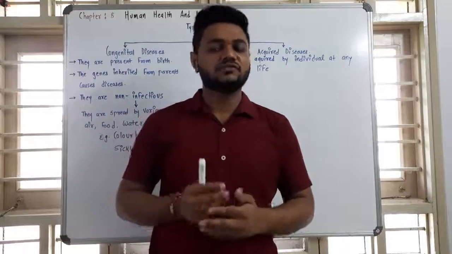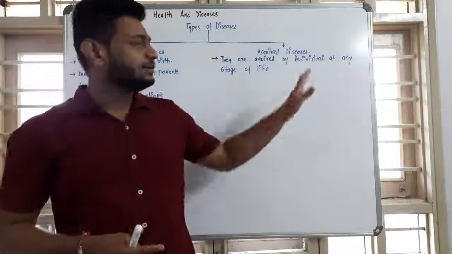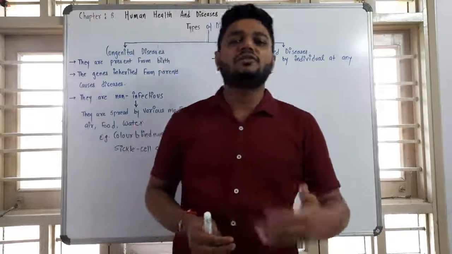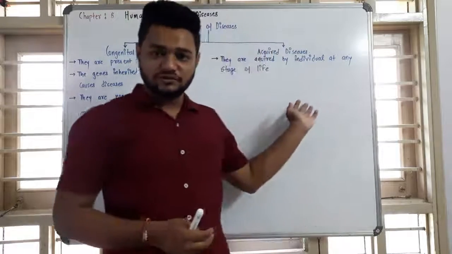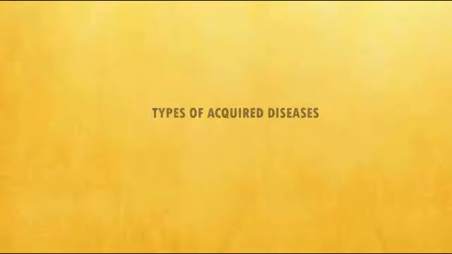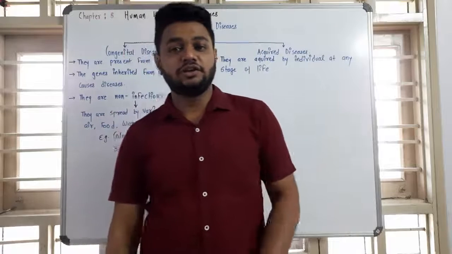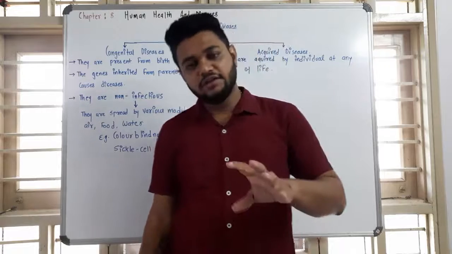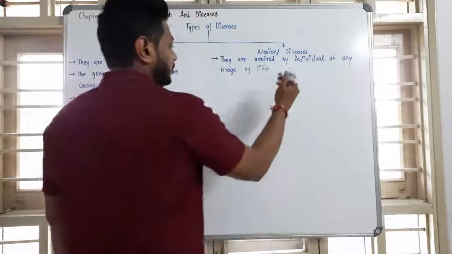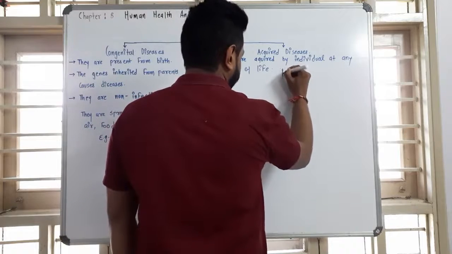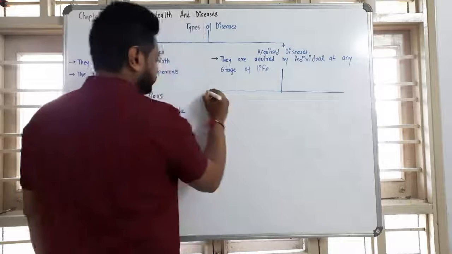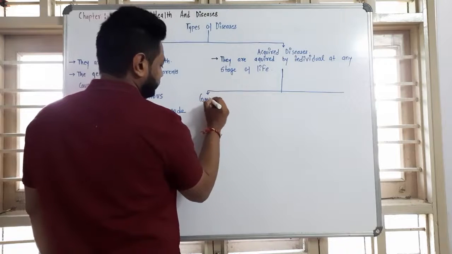Now we also know acquired diseases are of many types, and this chapter is generally about acquired diseases. Acquired diseases are further categorized into two. First one is communicable disease and another one is non-communicable disease. So we will talk about the communicable and non-communicable diseases. First let's talk about communicable.